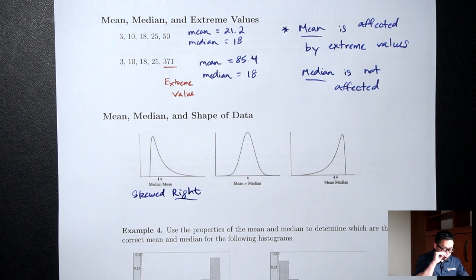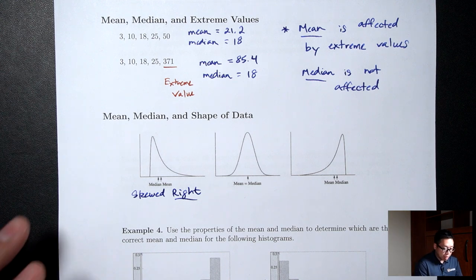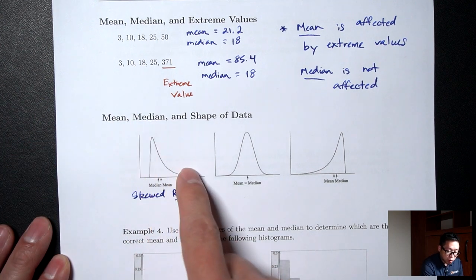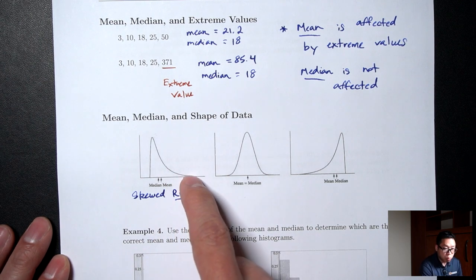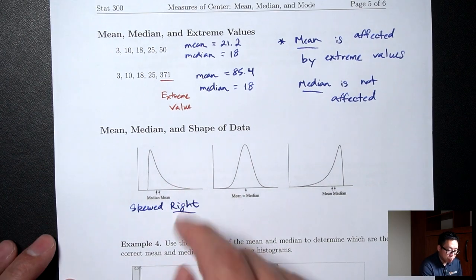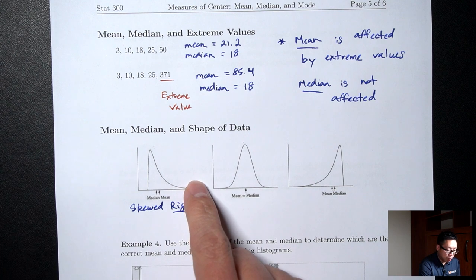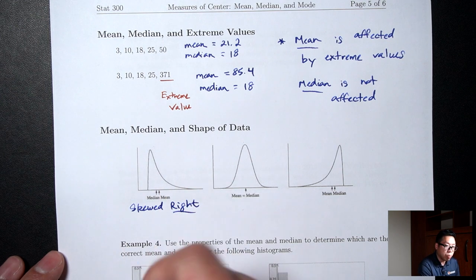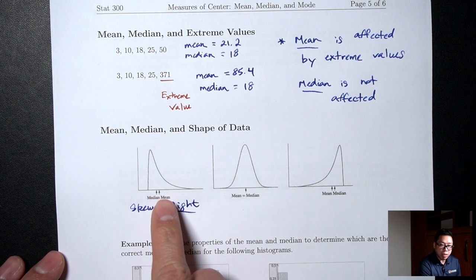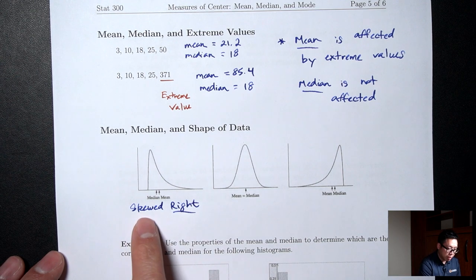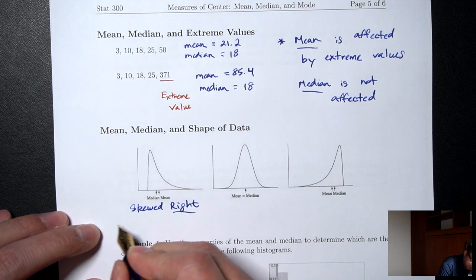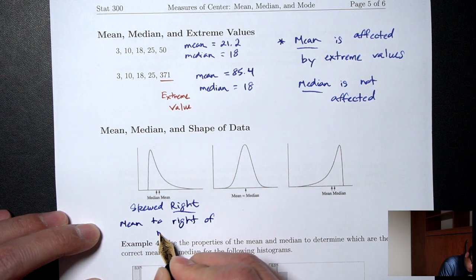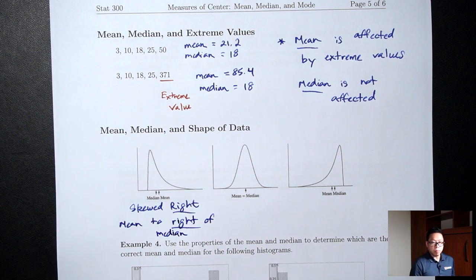And what I want to show you with this picture is that when you have data skewed right, that means most of your data is where the peak is. So most of your data is on the low side. Then you have a few extreme values on the high side. The extreme values will affect the mean more, like we said up here, by pulling the mean towards the extreme values. So the extreme values will pull the mean upward towards it, which is why you get the mean to the right of the median. Okay, so when data is skewed right, the mean is to the right of the median.